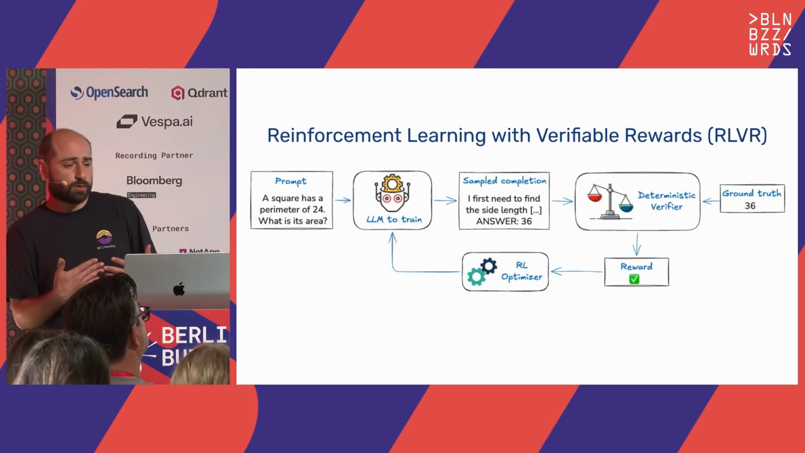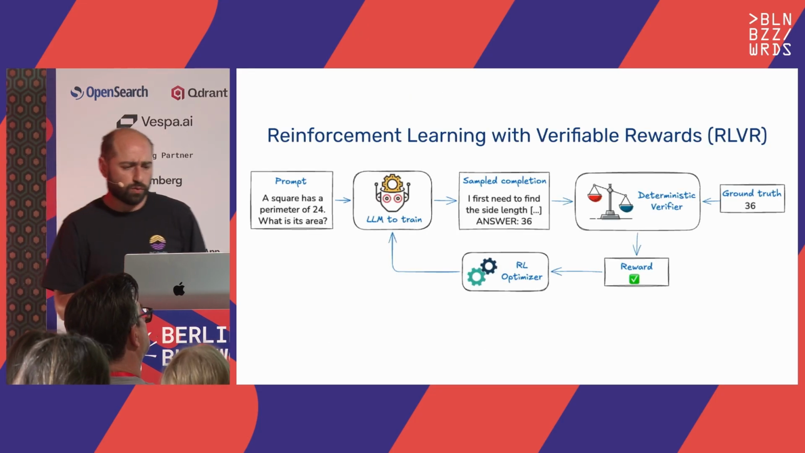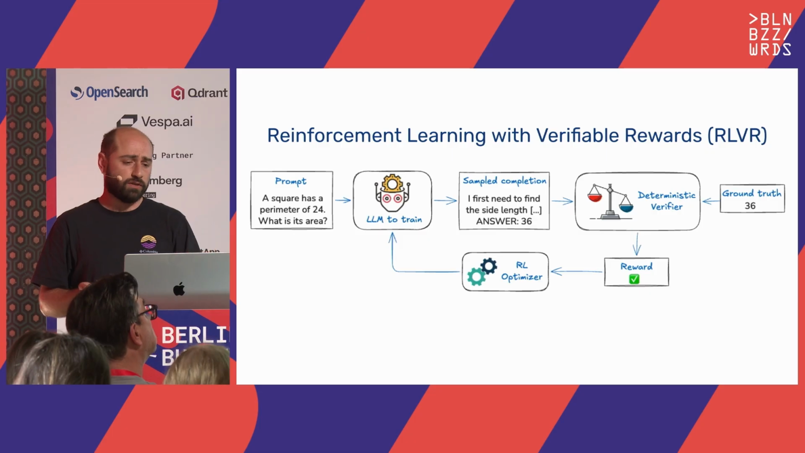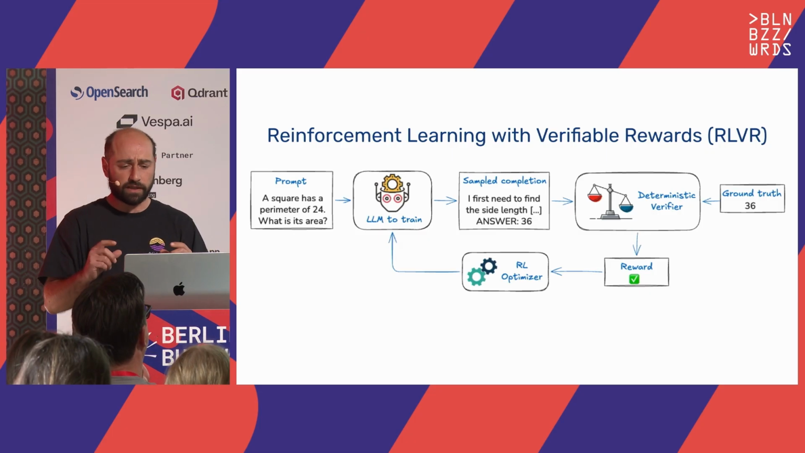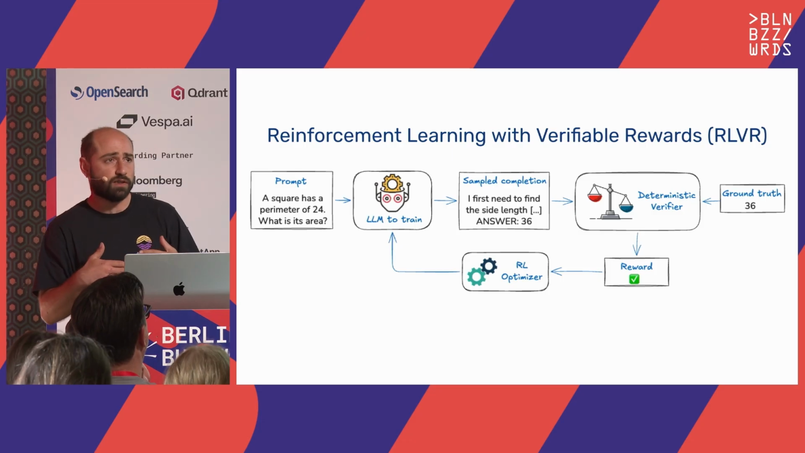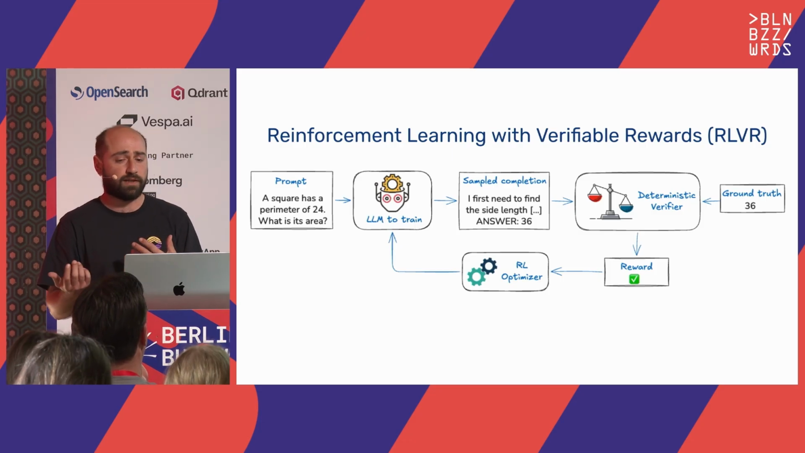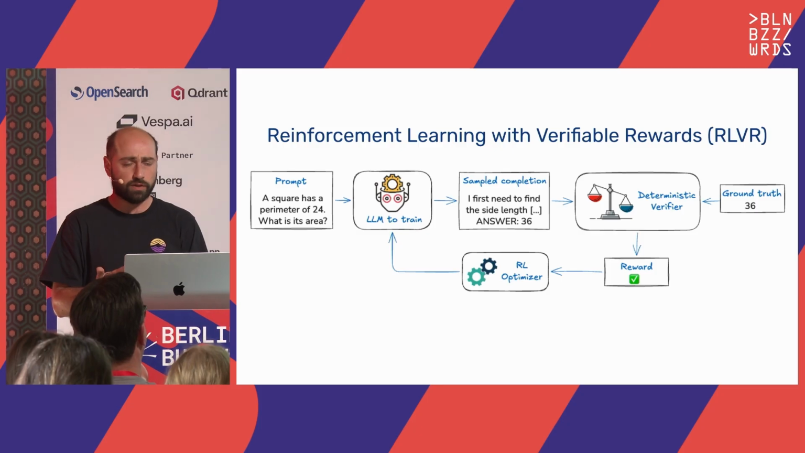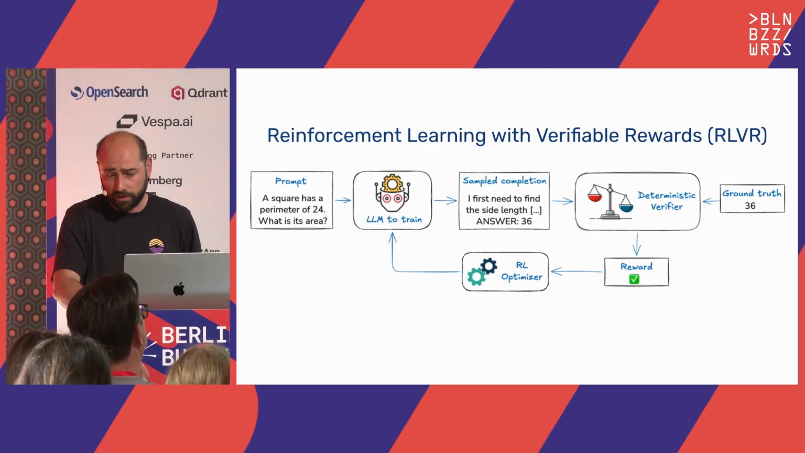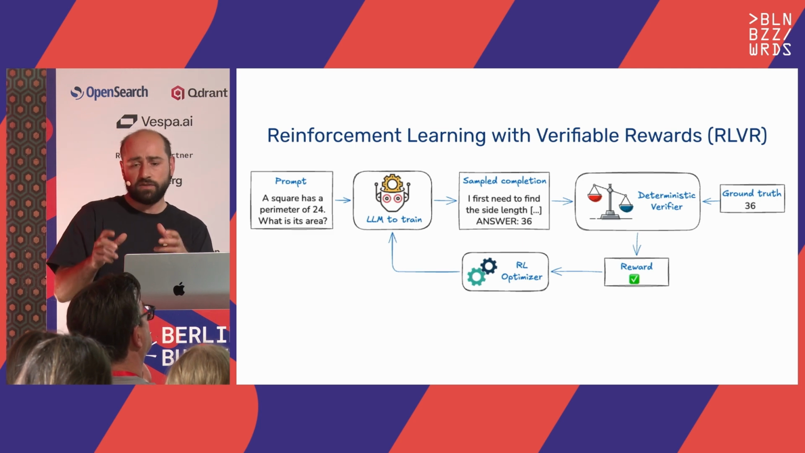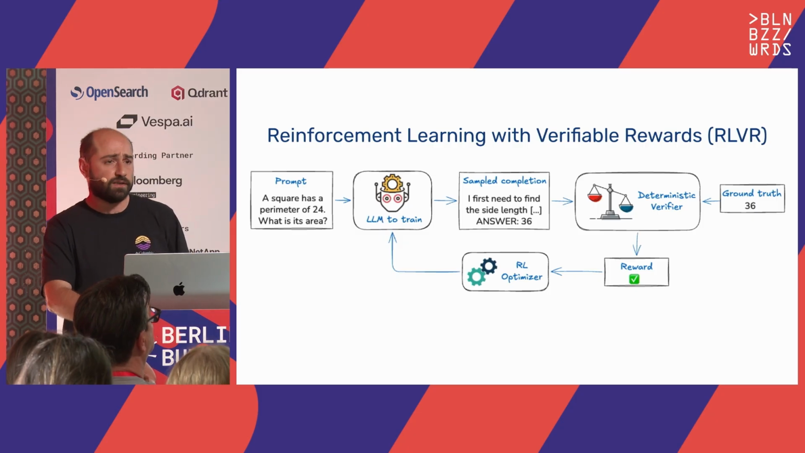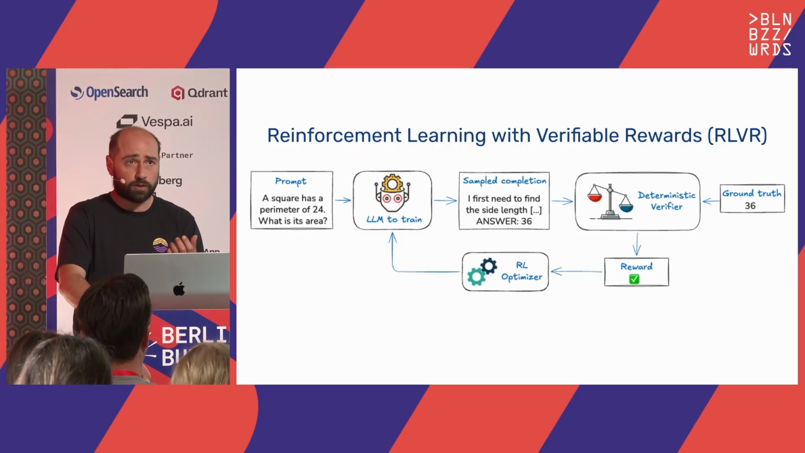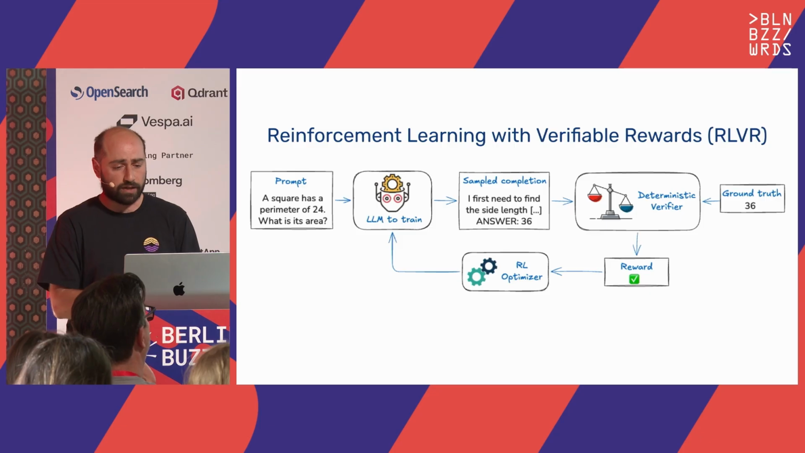So, in reinforcement learning with verifiable rewards, we ask the model a question, and the model produces a thinking trace and a final answer. This answer is then compared to the ground truth answer using a deterministic verifier, which can also be a very simple Python function. And this verifier produces a reward, which is then fed into a reinforcement learning optimization algorithm.